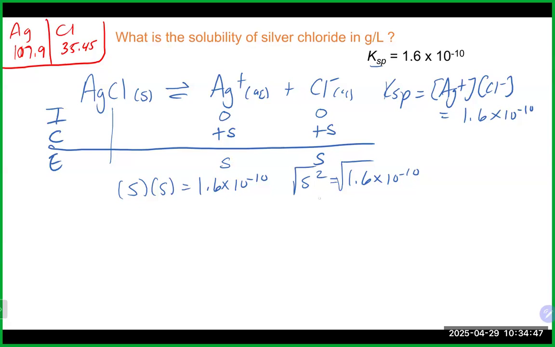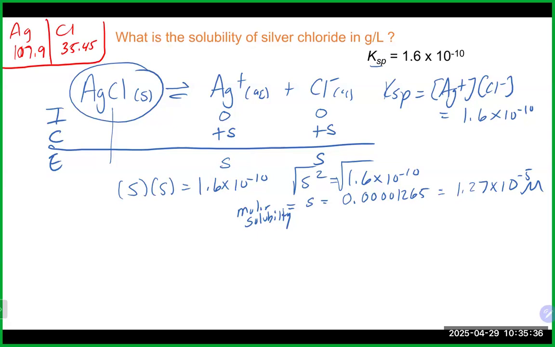A little square root action on both sides there is going to get me 0.00001265 in this particular case. So that is essentially 1.27 times 10 to the minus 5. That is S. And a reminder that S does stand for the molar solubility of the whole thing, and that's basically our molarity at this point. When you solve for S, that is basically the molar solubility of the whole thing.